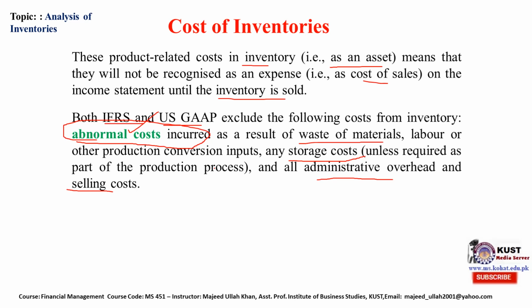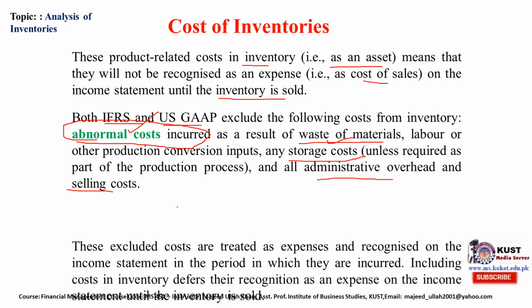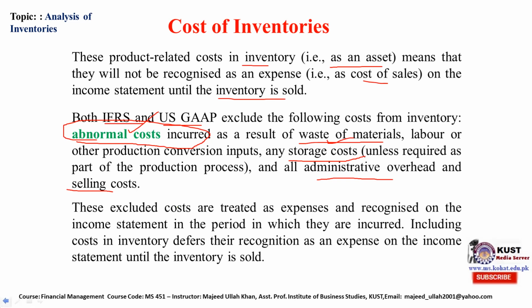Any storage cost, unless required as part of the production process, and administrative costs will not be included in the cost of inventory. So these excluded costs are treated as an expense for the period. It is not a product cost; it will be treated as a period cost and recognized on the income statement in the period in which it is incurred.